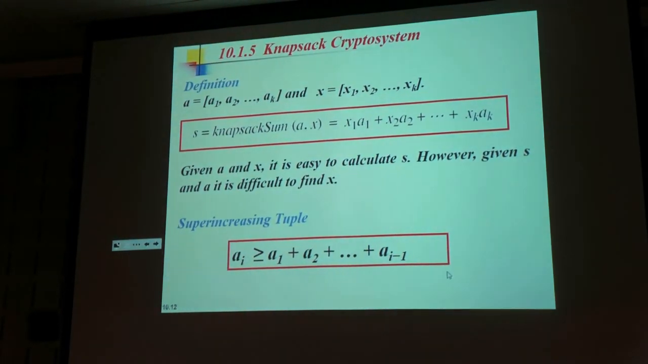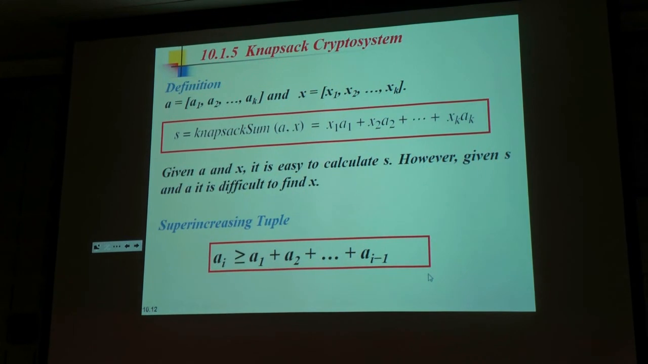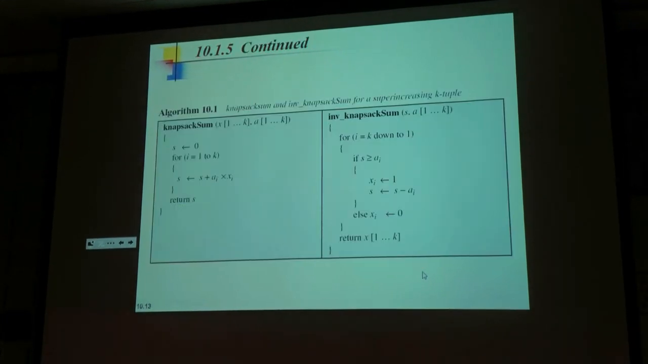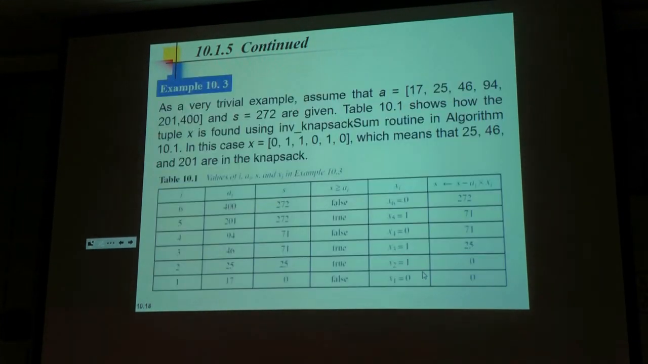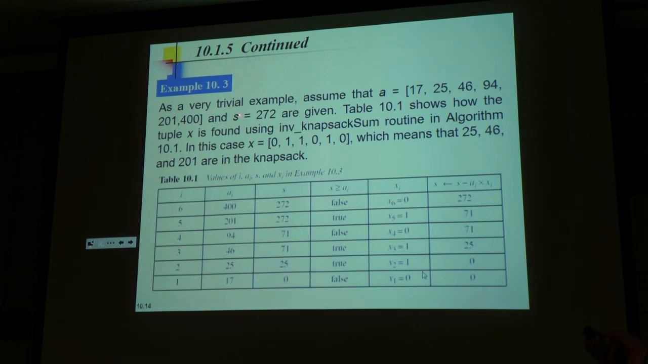Why? Because we need to be able to calculate the X's. Let's take an example. So that's the algorithm. As a very trivial example, assume that A equals 17, 25, 46, 95, 201, 400. Are they increasing? Let's try it. 17 plus 25, how much? 42.